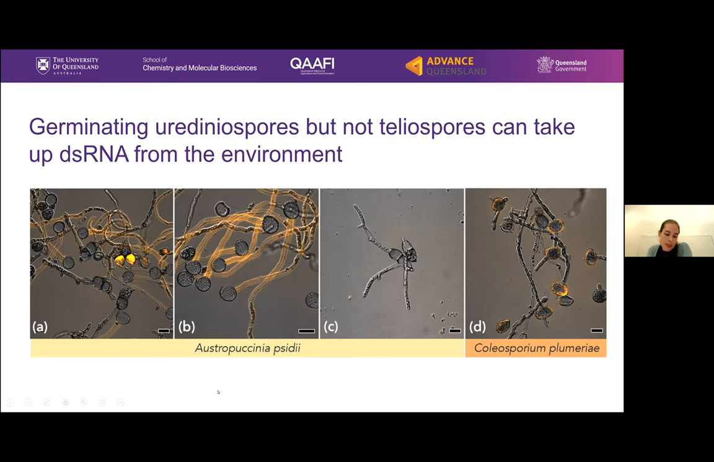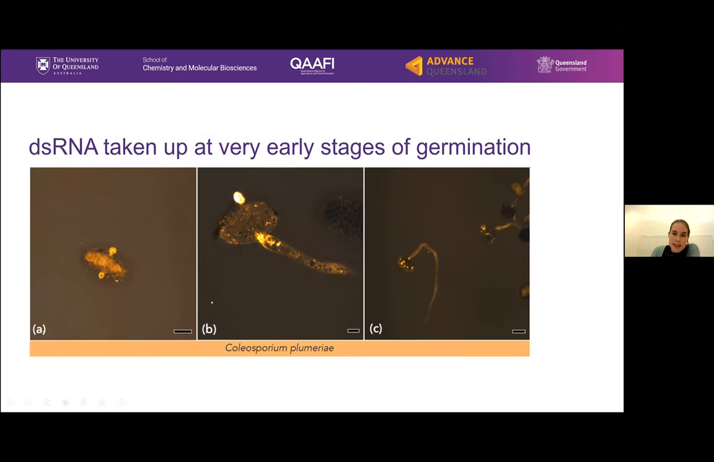So we looked at the spores under the fluorescent microscope after they germinated. And what we found was that the urediniospores, so these are the infectious spores, which you saw in that photo at the beginning, those which make those yellow pustules, so they're yellow spores, they took up the RNA and you could see it in the germ tubes in the germinating spores. So this was seen for Austropuccinia psidii, as well as Coleosporium plumeriae, which causes frangipani rust. Interestingly, the teliospores didn't seem to take up the RNA. We only saw it in the urediniospores. But it did seem to be taken up at the very early stages of germination. So we could see it just when the germ tubes were starting to bud out.